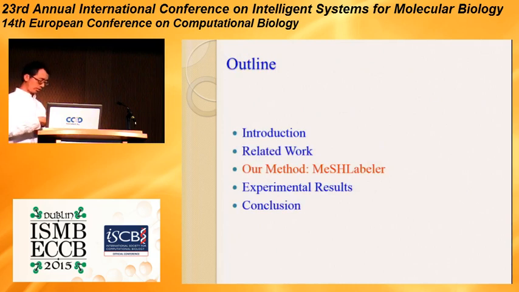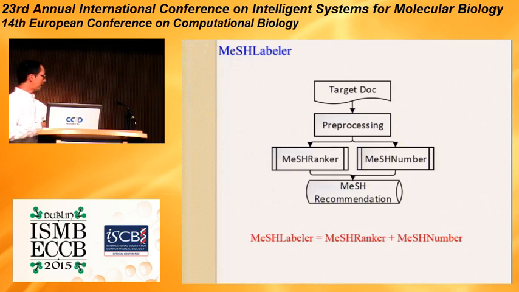Now we introduce the basic idea of our method. Actually, our method consists of two components. One is MeSHRanker and the other one is MeSHNumber. The main use of MeSHRanker is to rank the candidate MeSH terms, and MeSHNumber is to predict the number of MeSH terms, and then we combine these results to get the final result.